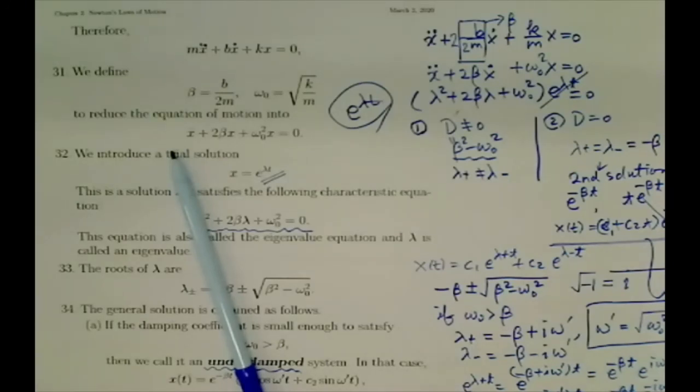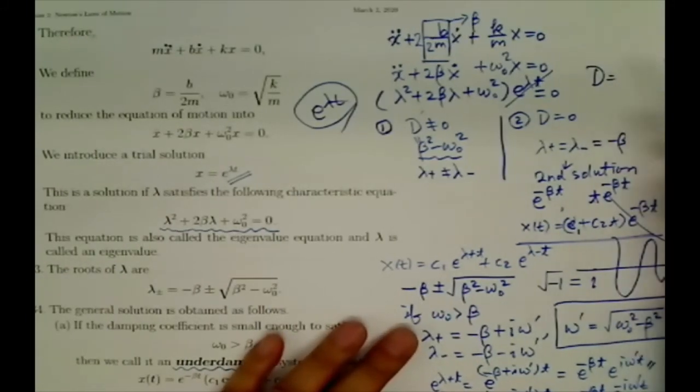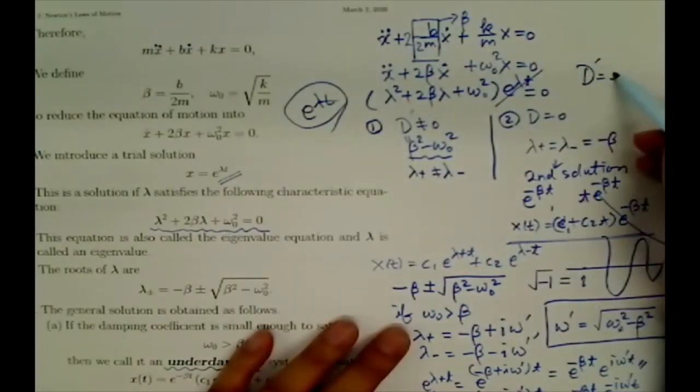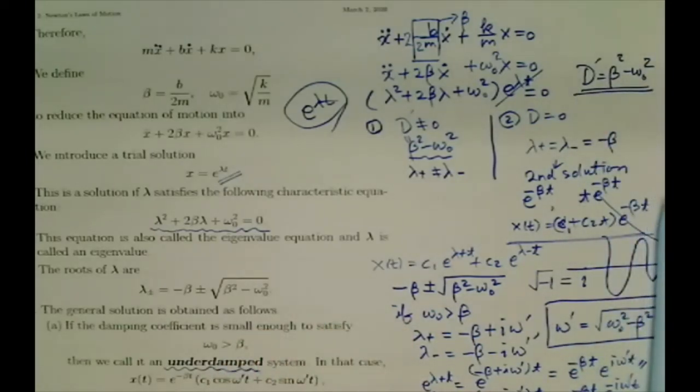We can consider two cases. First, the discriminant. What is the discriminant of this problem? The discriminant is, actually this is D prime, because of the factor of 2, beta squared minus omega 0 squared. If the discriminant is 0, then the quadratic equation has a double root. If the discriminant is non-zero, then there are two distinct solutions.